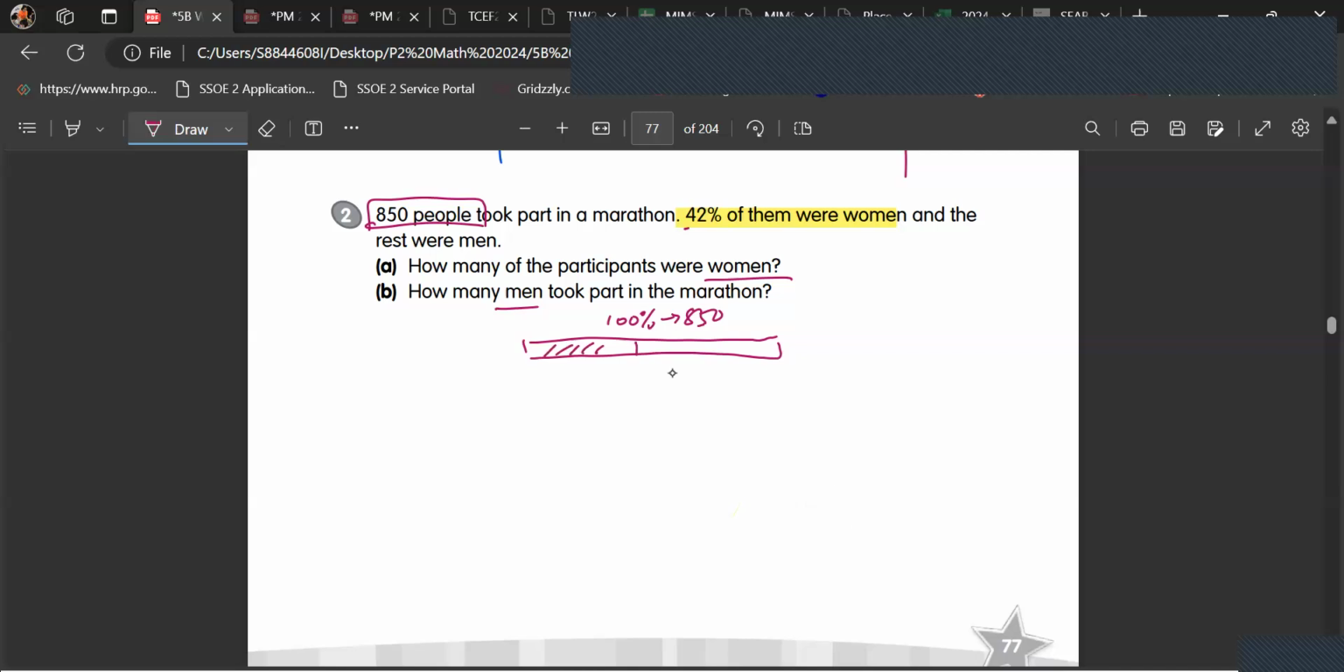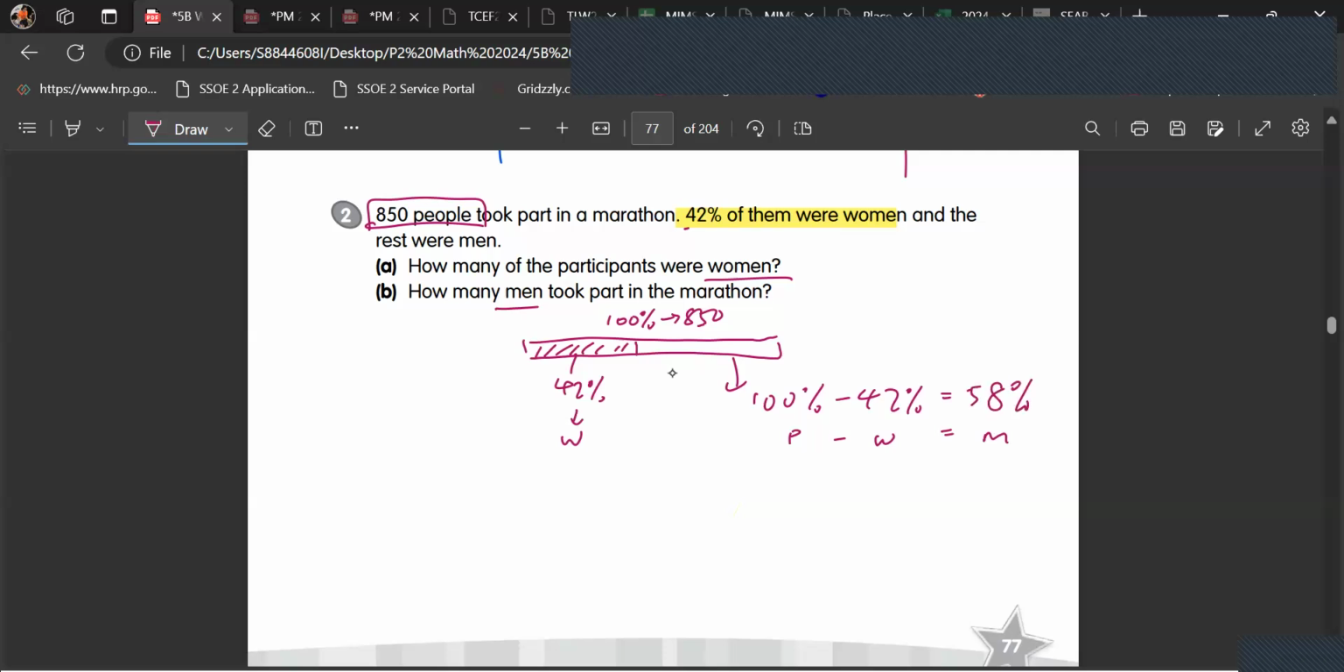So this one is 42%, and this 42% is women. So this one, I can use 100%. I think it looks okay. And I can get here: all the people minus the women, you'll get the men. So 100% minus 42 will give me 58.